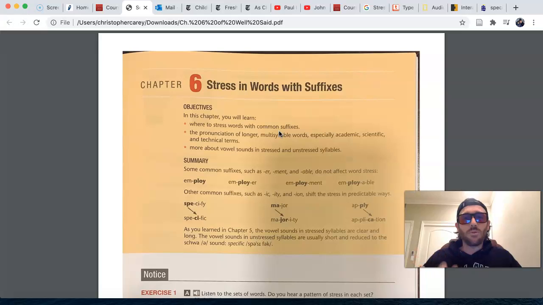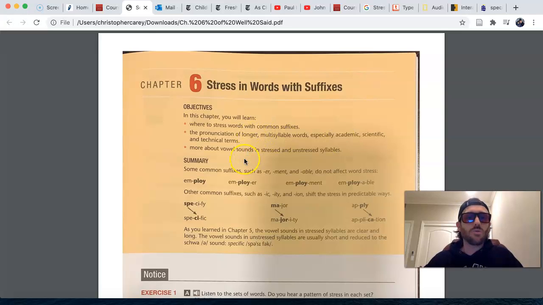So it will help you in your pronunciation of longer multi-syllable words, especially for those of you, I know many of you are looking to get in the medical field, whether as a registered nurse or in radiology or in dentistry. I know that for many of you that is a goal of yours. But for those of you that have academic goals, especially after ESL, I think this will be a great benefit to you for pronouncing those long multi-syllable words.